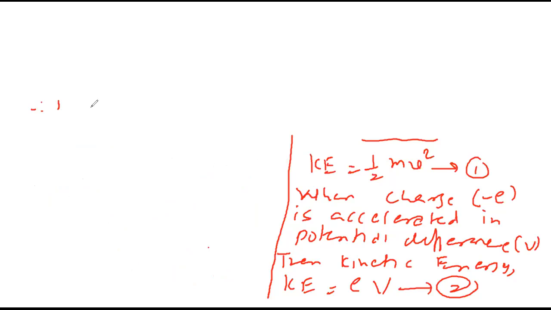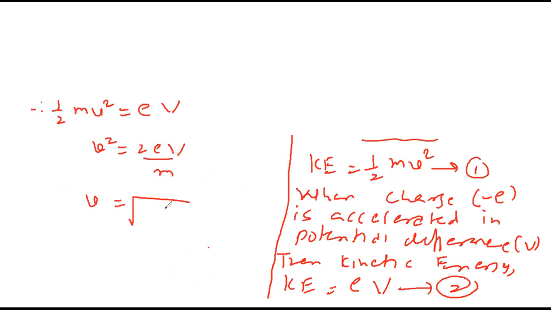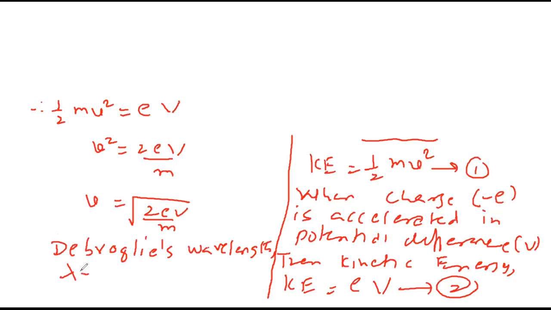Therefore, half m v square is e into V. So v square is 2eV upon m. v equals root of 2eV upon m. De Broglie's wavelength, lambda equals h upon p. So lambda equals h upon mv. Complete this much.